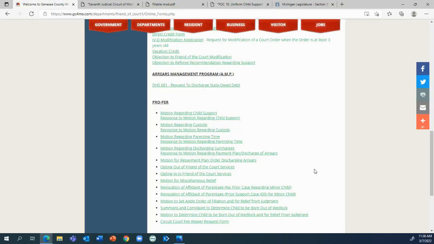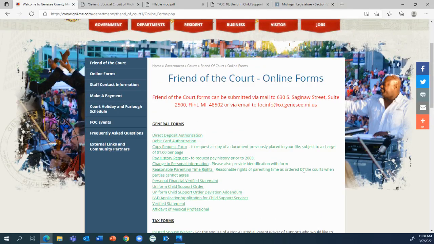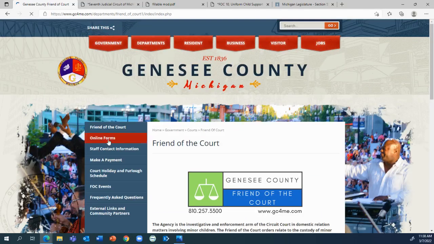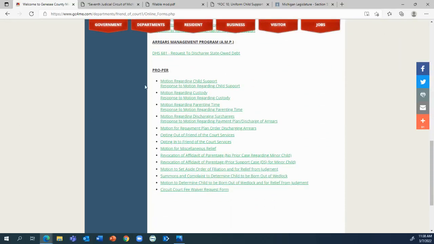And remember that you can get this and all sorts of other forms right here on the Genesee County Friend of the Court website, just by clicking on forms, and then you'll be able to find all of these other forms here. We will be doing some more forms. Hopefully we'll solve our little snag there with our technology problem we had earlier.